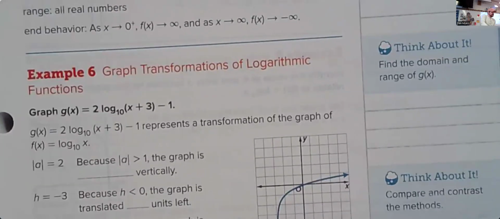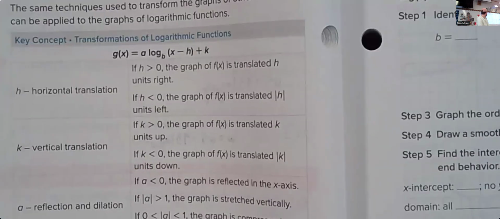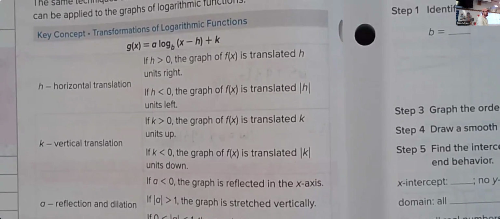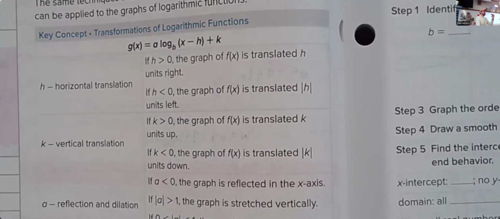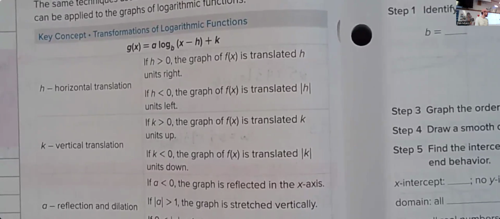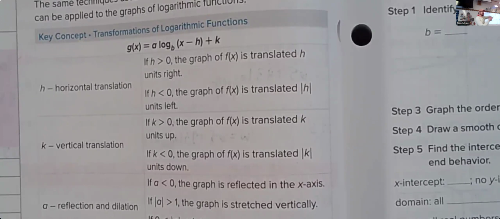Got some more information here. Transformations. Good thing we already know a lot about this. So the big thing you need to remember, as always, is with your value of h. Because if k is positive, it goes up. If k is negative, it goes down. If a is a positive number between 0 and 1, it shrinks it or compresses it. If a is greater than 1, or if the absolute value is greater than 1, it stretches it. If a is negative, it flips it, reflects it across the x-axis.